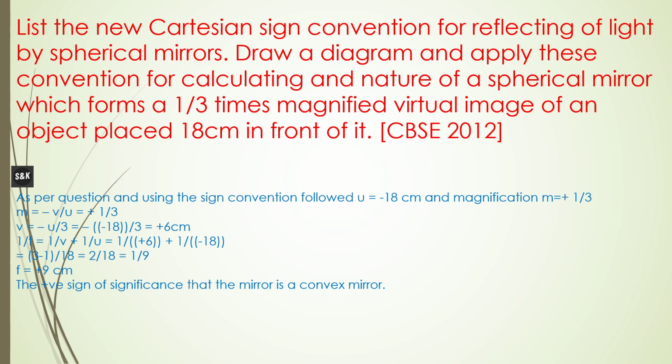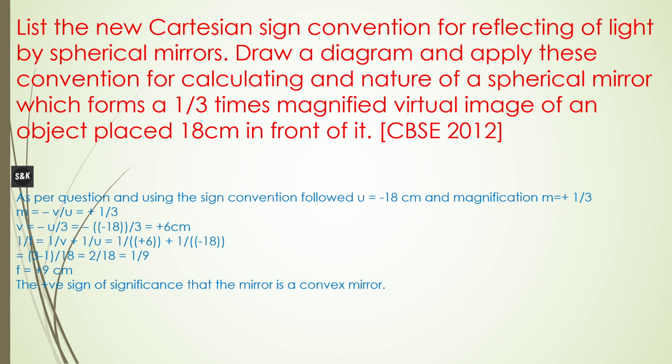Next, list the new Cartesian sign convention for reflection of light. By drawing a spherical mirror and applying these conventions, calculate the nature of a spherical mirror which forms a 1/3 times magnified virtual image of an object placed 18 centimeter in front of it.